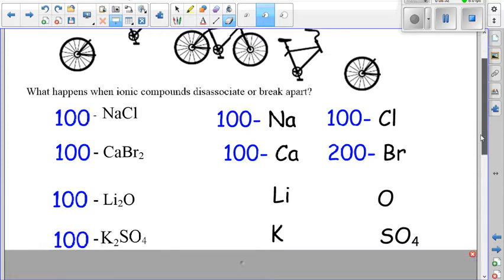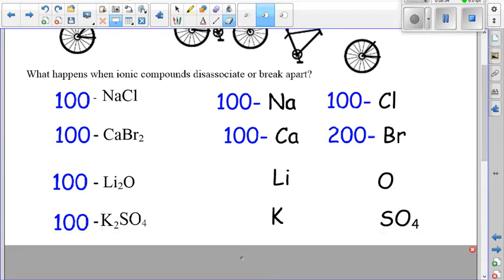What if I dropped 100 K2SO4s? How many K's would be floating around? 200. How many SO4s? I heard 100 and 400. Which one is it? Look at SO4s, just SO4s. I would have 100 SO4s.